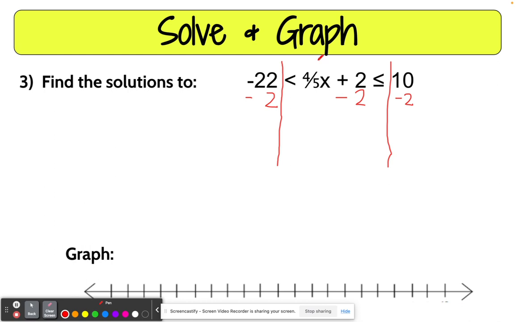You can think of that as 2 different inequalities. If I ignore this part, I'd have to subtract 2 here and here. If I ignore this part over here, I'd have to subtract 2 here. So we just do it for all of them. I'm left with 8 on the right, 4/5 X in the middle, and negative 24 on the left.